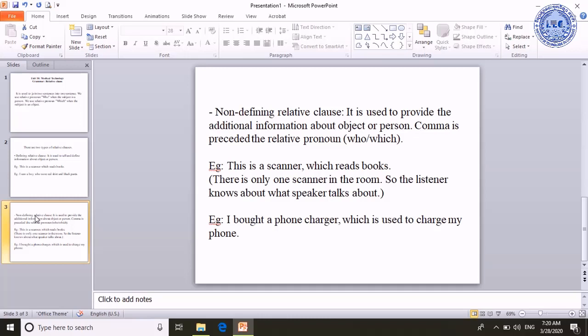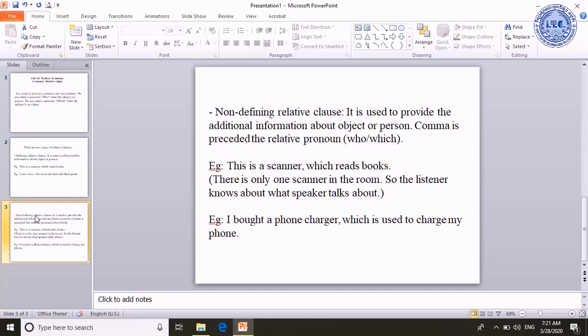Let's see the example. This is a scanner, comma, which reads book. So the speaker means that in this room there is only one scanner, so the listener will know and notice what the speaker talks about. So the listener will know that the speaker mentions only the scanner which reads book, because this room has only one scanner.